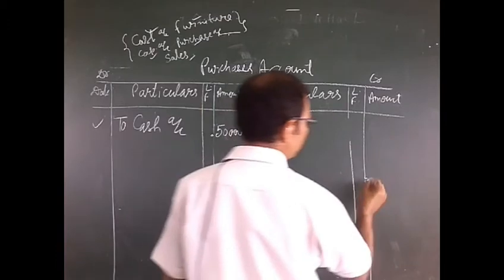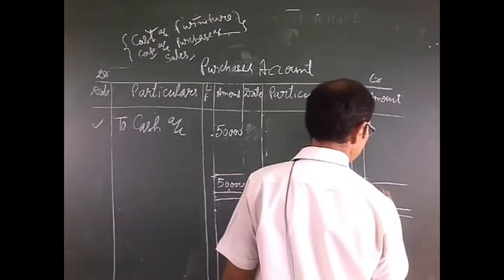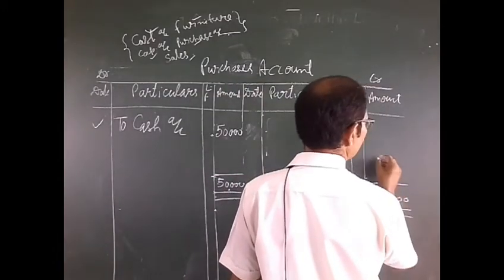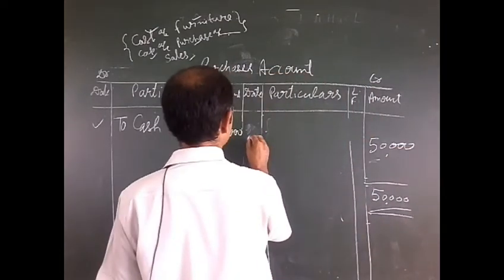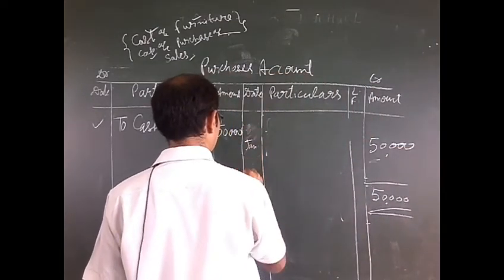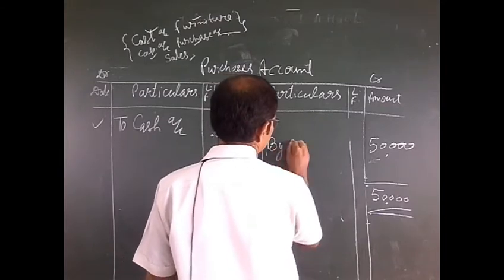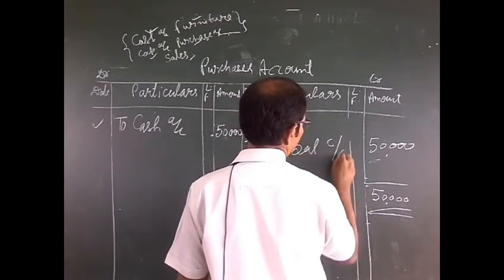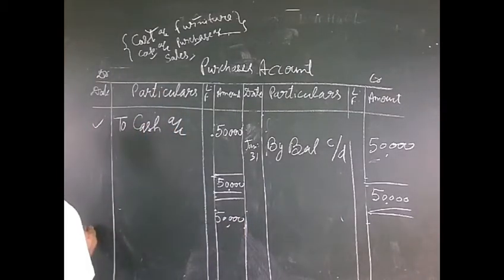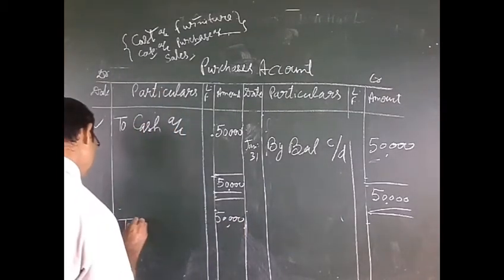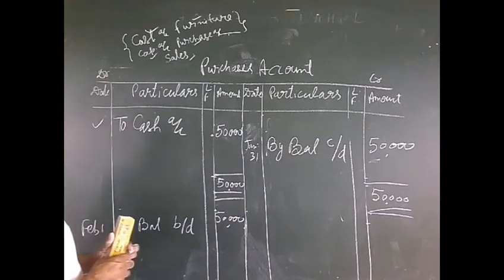After doing this we will take balance, 50,000, again 50,000, and the balance is 50,000, so we will write here the last date, by balance carried down, and on the other side we will write 50,000, first date of the next month February 1, to balance brought down. In this way purchases account is prepared.